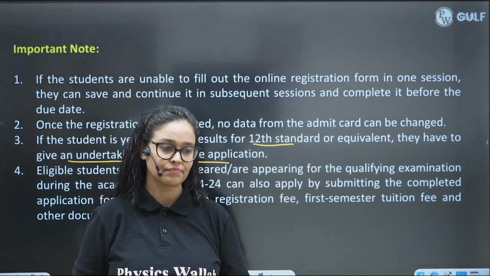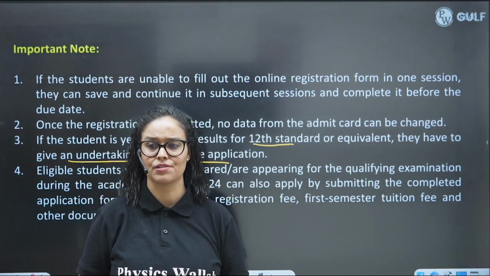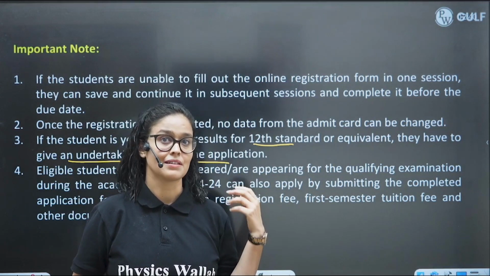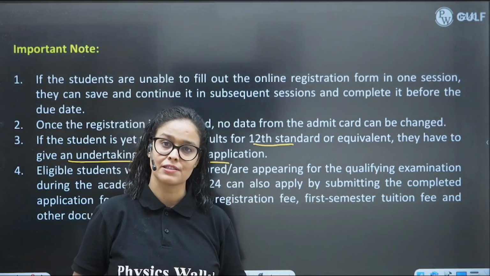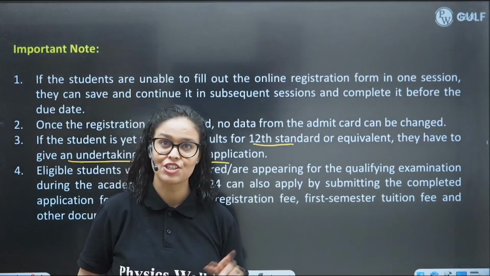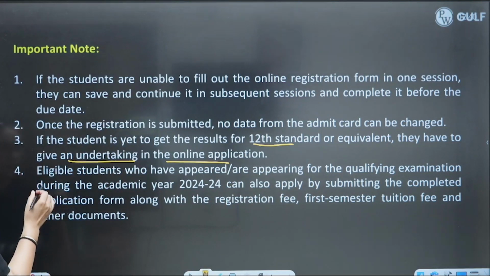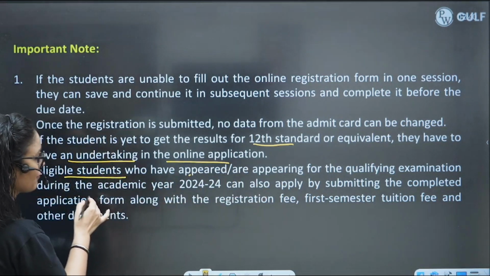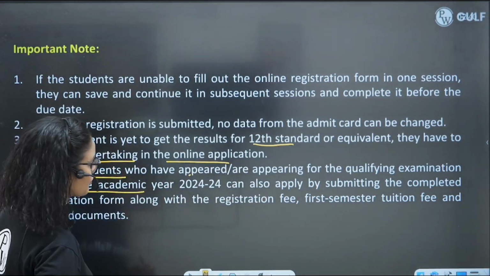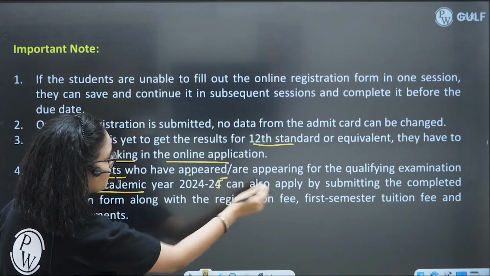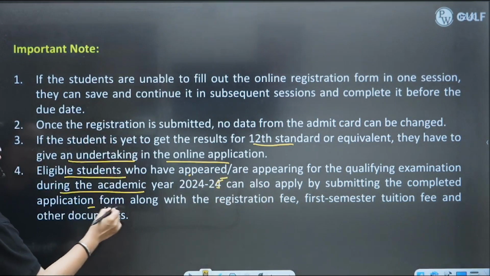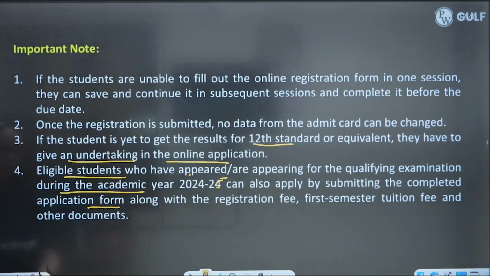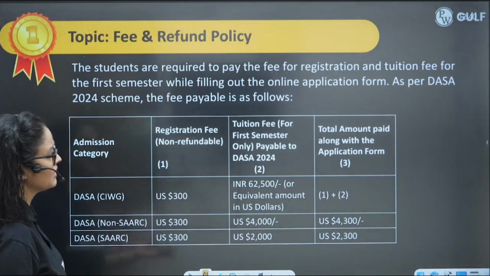Sometimes your result will come in September, and the counseling will be over by the first week of August. In that condition, you have to provide an undertaking. Eligible students who have appeared or are appearing for the qualifying examination during the academic year 24-25 can also apply by submitting the completed application form along with the registration fee, first semester tuition fee, and other documents. So yes, they will be asking you for the fee submission.